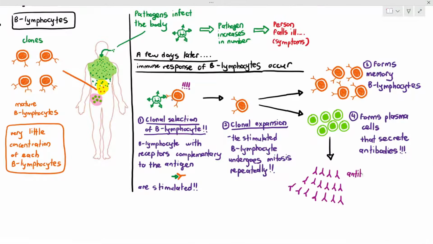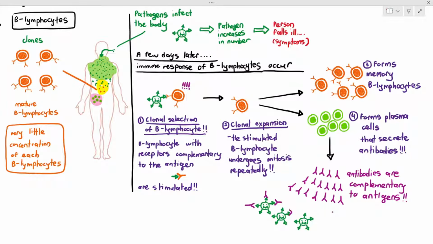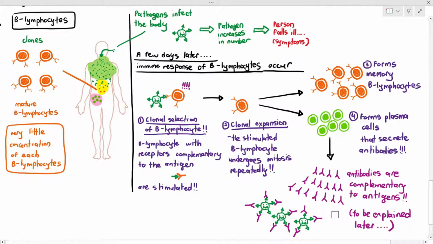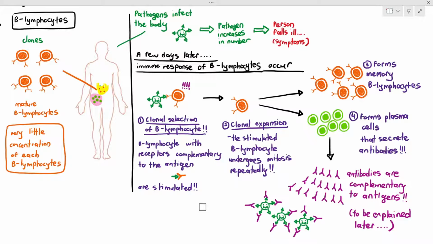We will be talking about what antibodies are in another video, but the point of the matter is these antibodies are proteins and they are complementary to the antigens. As the antibodies bind to the antigens on the pathogen, right, as you can see here, they are attacking the pathogen. Look at what happens to the number of pathogens in the body. The number of pathogens in the body starts to decrease. Now you might be thinking, oh, how exactly do the antibodies destroy the pathogens?